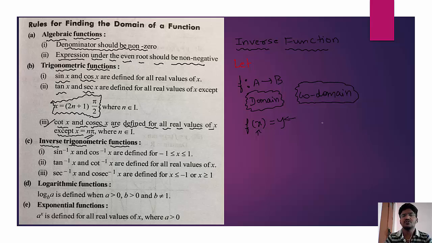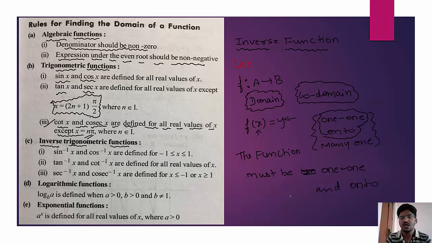From this you can define one-one, onto, many-one, like this, so many kinds of functions. I will take only these three for simplification, and of these I will define only these two functions, because these two are very important for defining the inverse function. If you want to define the inverse function, the function must be one-one and onto.